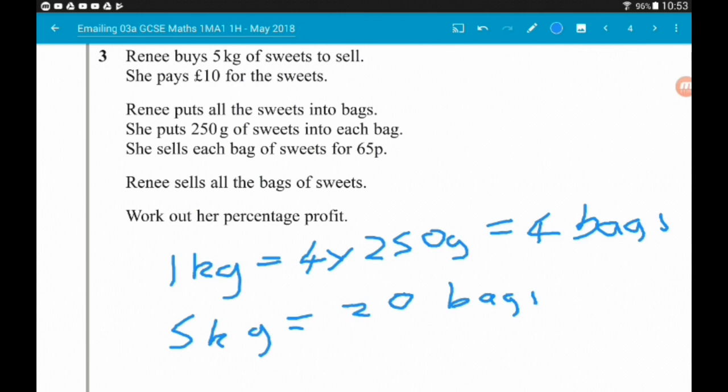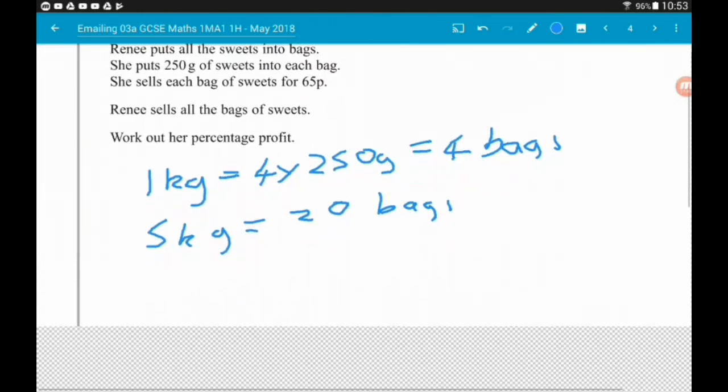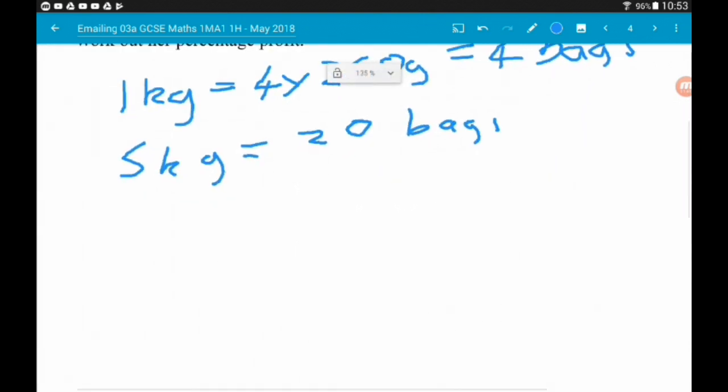So now we know how many bags she sells, we can work out how much she makes. So we want to do 20 times 65p.